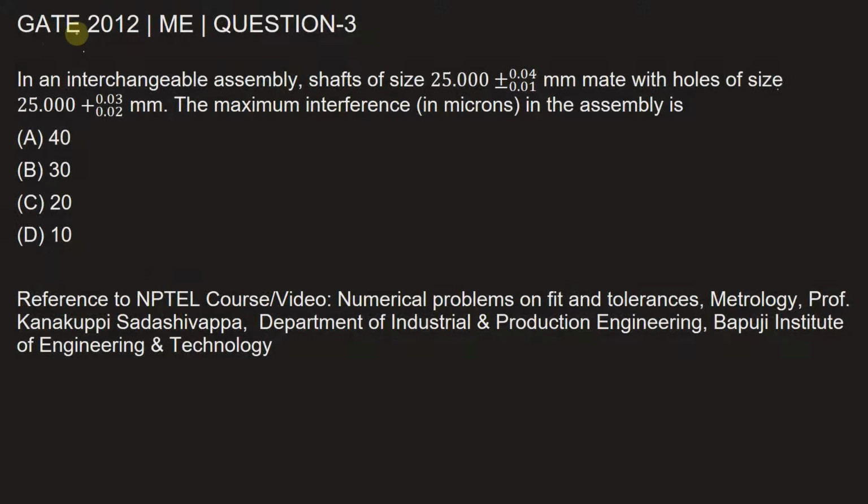This question is from GATE 2012 Mechanical Engineering paper. Question number 3. In an interchangeable assembly, shafts of size 25, upper limit is plus 0.04, lower limit is minus 0.01, all in millimeters, made with holes of size 25, upper limit is plus 0.03, lower limit is plus 0.02 millimeters. The maximum interference in microns in the assembly is dash.